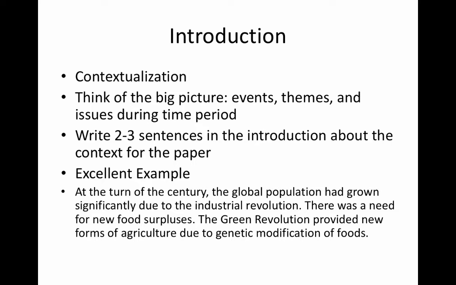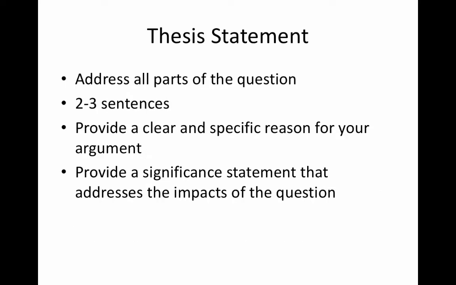So here's an excellent example. At the turn of the century, the global population had grown significantly due to the Industrial Revolution. There was a need for new food surpluses. The Green Revolution provided new forms of agriculture due to genetic modification of foods. Now notice what I provided here. I really haven't provided facts, but I provided big themes: the growth of global population, the Industrial Revolution, food surpluses, and genetic modification of foods. This gives the reader an overall idea about what the context was for the Green Revolution.